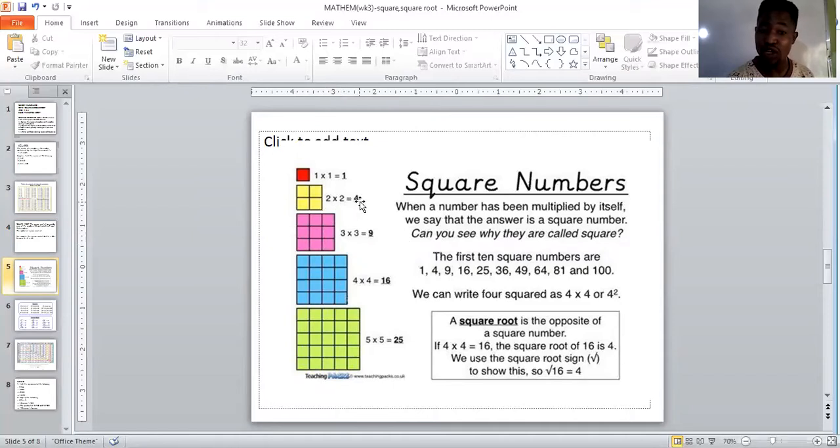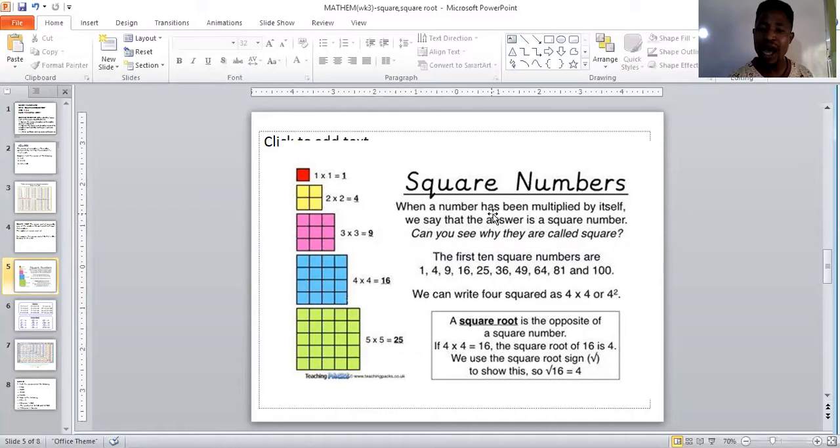That is 2 times 2 gives 4. That's why we have 4 boxes here. 3 times 3 gives 9. That's why we have 9 boxes here. 4 times 4 gives 16. That's why we have 16 boxes here. 5 times 5 gives 25. That's why we have 25 boxes here.